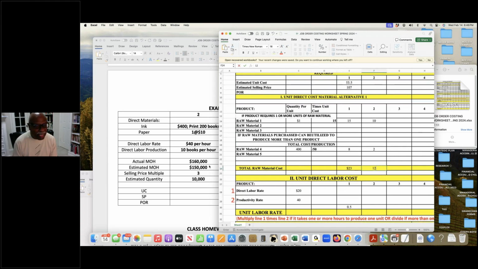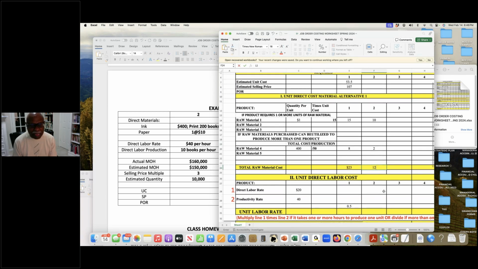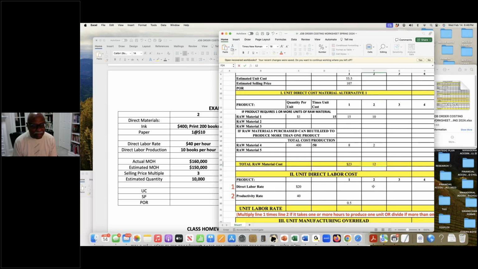Now, what's our labor going to be? $40 an hour. So the rate is 40. We can put the 40 here. And our productivity is how many per hour? 10 books an hour. So what's our unit labor cost going to be?